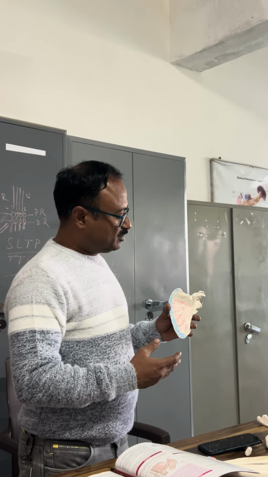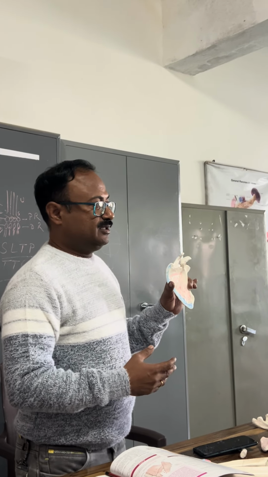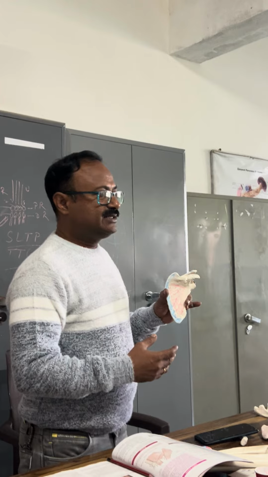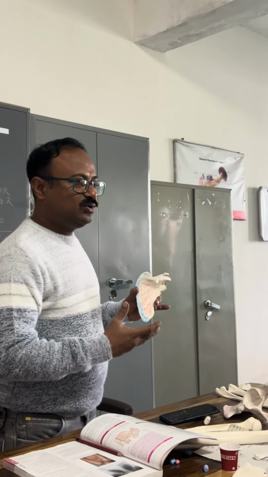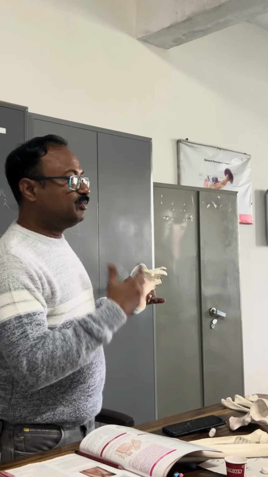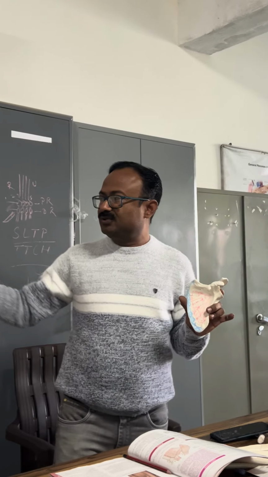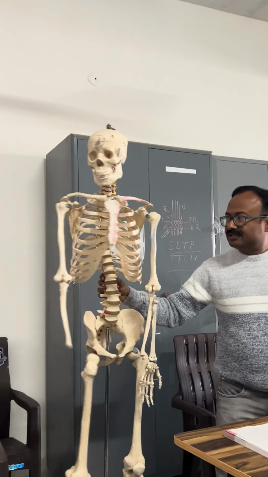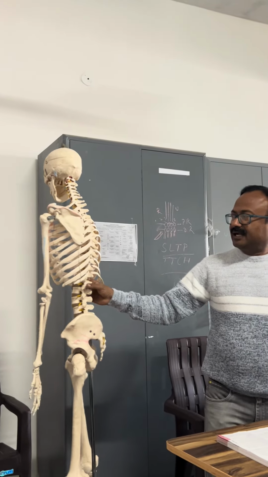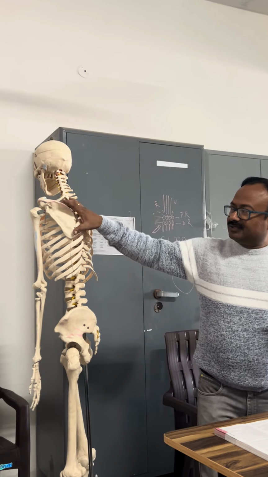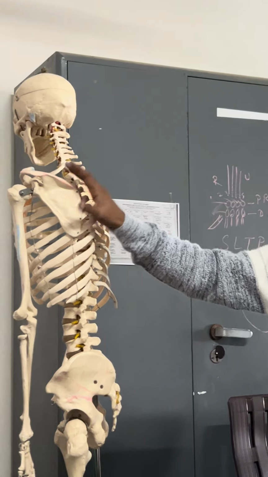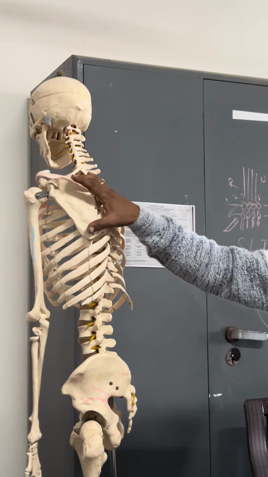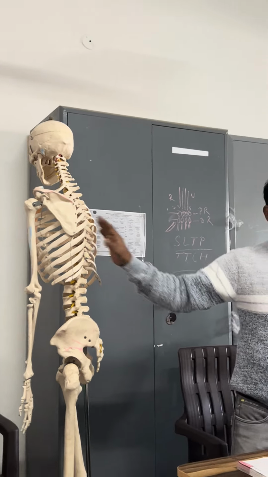Now we will discuss the scapula. It is a triangular flat bone which is situated on the posterolateral aspect of the thoracic cage. You can see here, this is the thoracic cage and it is situated here. So this is the posterior side and lateral side. So it is situated at the posterolateral aspect of the thoracic cage.